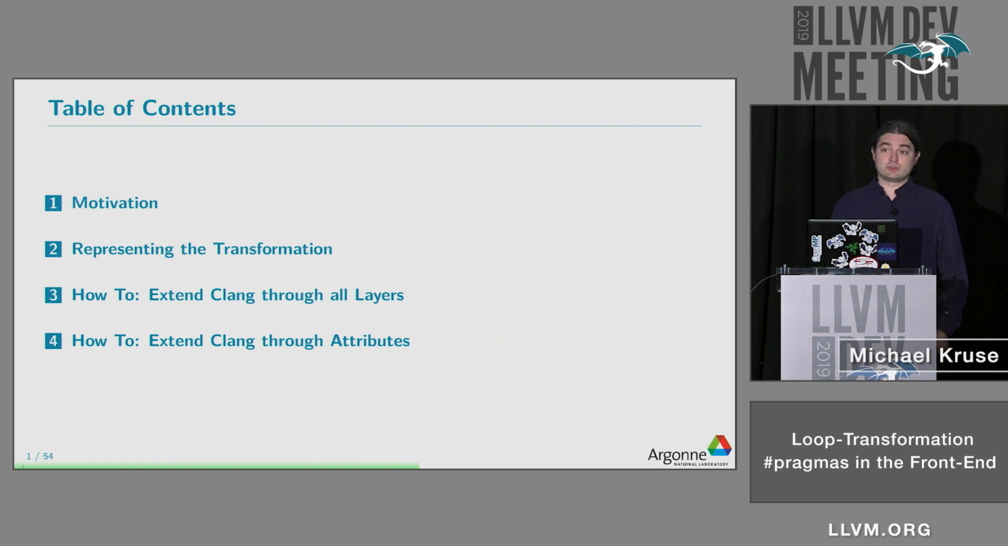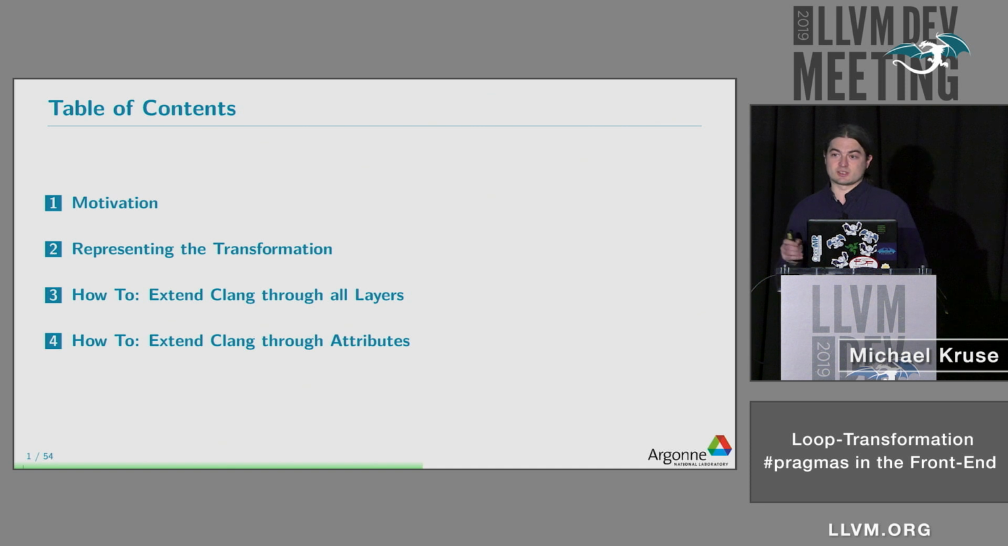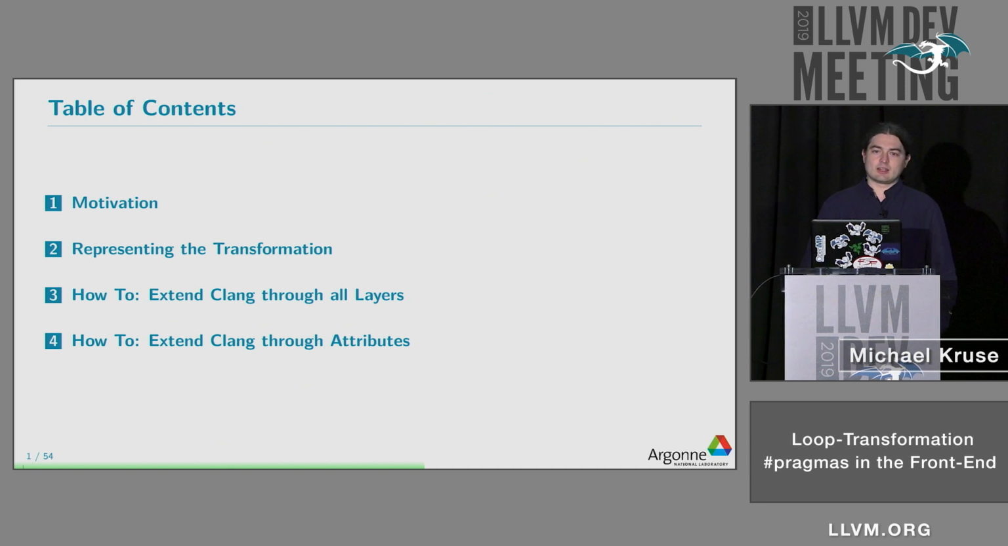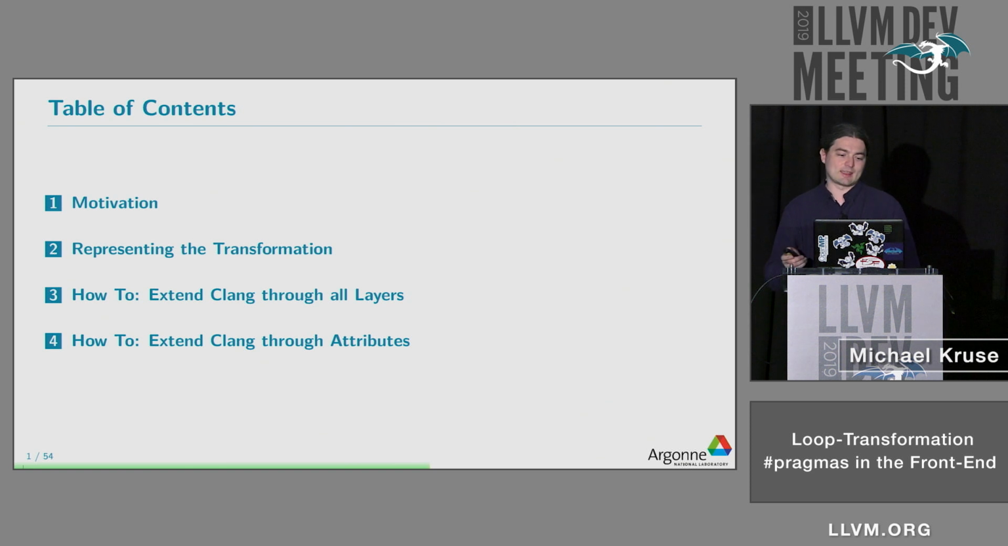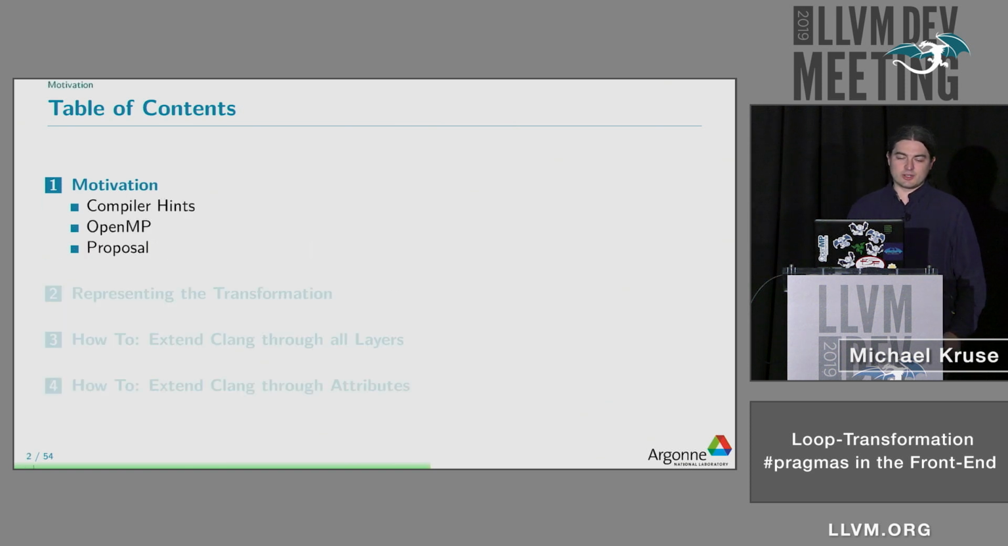So how to tell the compiler to do a specific loop transformation. I'm going to talk about how to represent loop transformations inside the Clang front-end. And after that, also my experience from making an extension to the front end, because usually I work in the mid-end on the LLVM IR and not on the Clang AST. But let's first go into the motivations for why we do this.